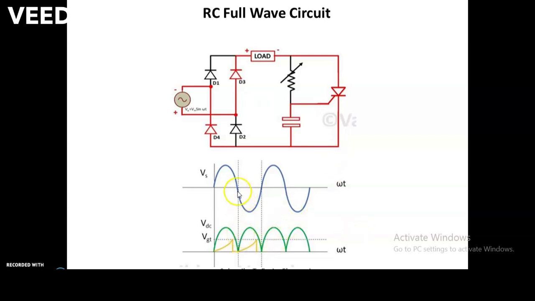Similarly, in full wave circuit we have taken rectifier which converts AC into pulsating DC, and this capacitor now charges in both the half cycles, and produces gate pulse or gate current pulse or gate voltage to trigger SCR, and we are getting supply at load in both the half cycles. This is working of our RC full wave circuit.